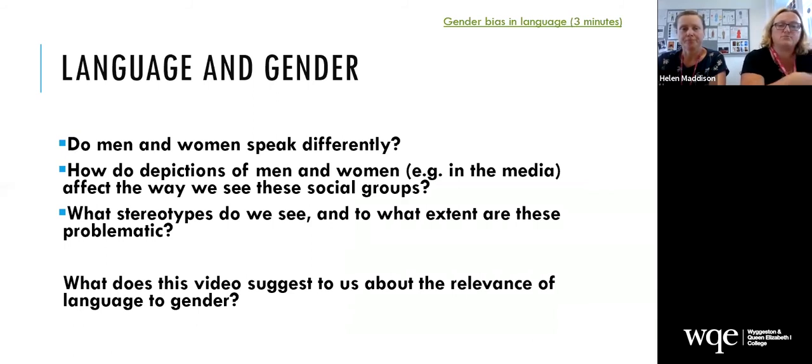What stereotypes do we see? Some of you mentioned stereotypes. So what? Advertisers use stereotypes. They need to attract target audiences. But to what extent are these problematic is something else that we would think about.